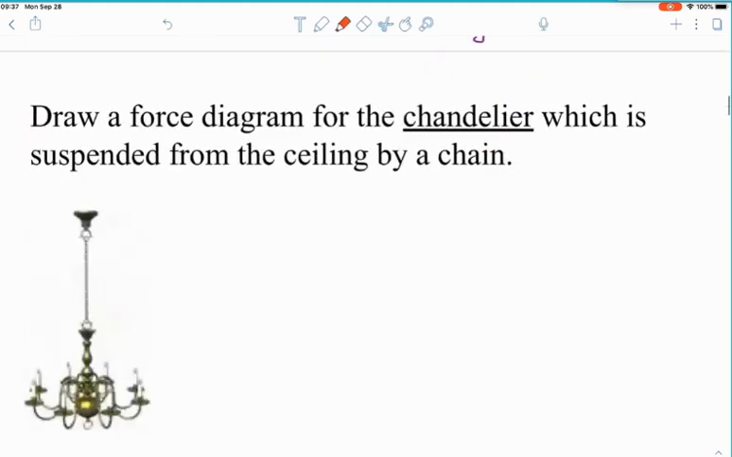So now let's draw a force diagram for the chandelier, which is suspended from the ceiling by a chain. The chain is not part of the chandelier. So this is our object here. And one of the things we talked about last time is that the only force that does not need to be touching our chandelier is gravitational force. So we're going to draw the chandelier as a dot. We will have gravitational force pulling it down by the Earth.